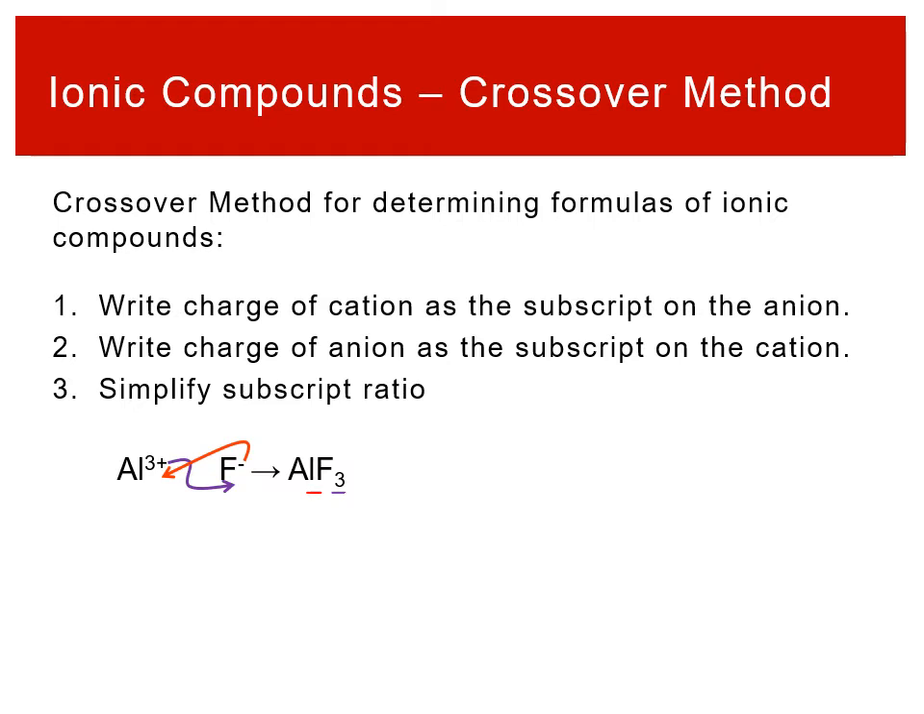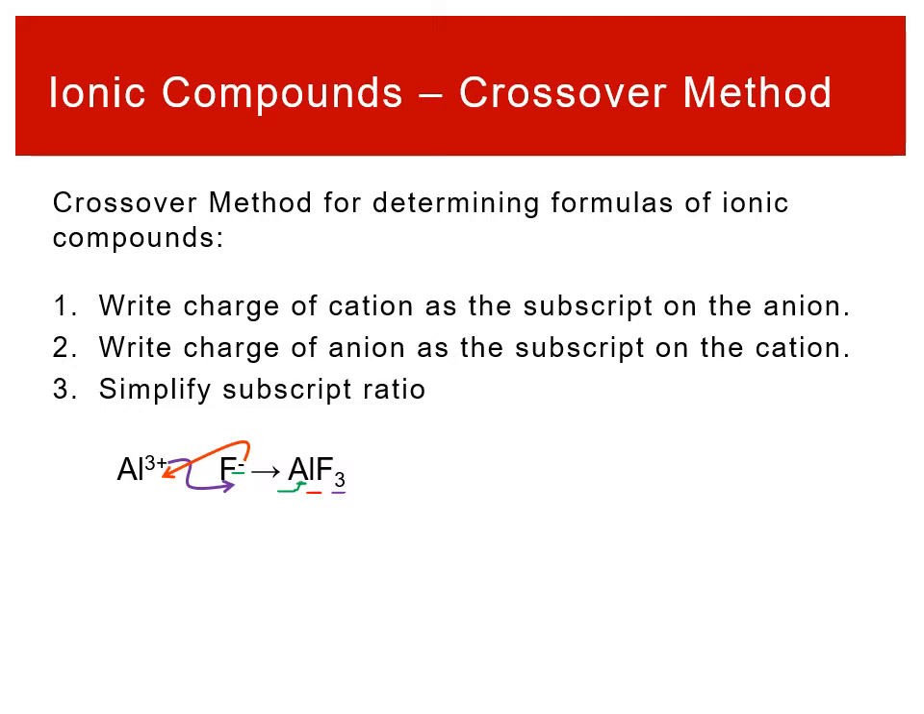Importantly, we don't care about the charge. So we don't have a 3 plus as the subscript on the fluorine or a negative 1. We only care about the magnitude of the charge. We don't care about the positive or the negative. And so you can see, just like we didn't write a number there, we also don't write the number on the aluminum. We just move those numbers onto the other side.